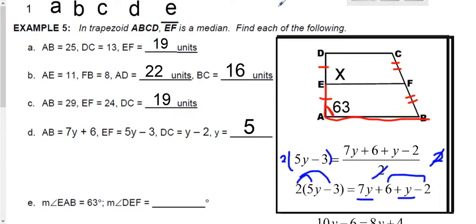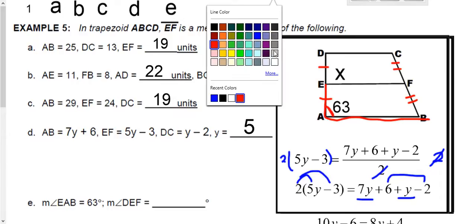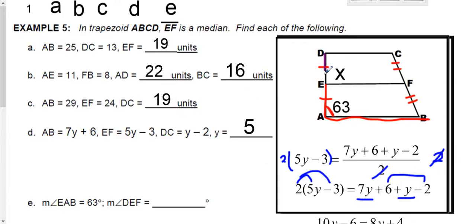And then they want the measure of angle DEF. I'll use a different color here. Let's try some purple. D to E to F is this angle in this corner right here. Here's the two sides. And these are actually equal because we have these parallel lines cut by this transversal right here, and these are called corresponding angles. We learned before, corresponding angles are congruent, the same. So that one would also be 63 degrees.